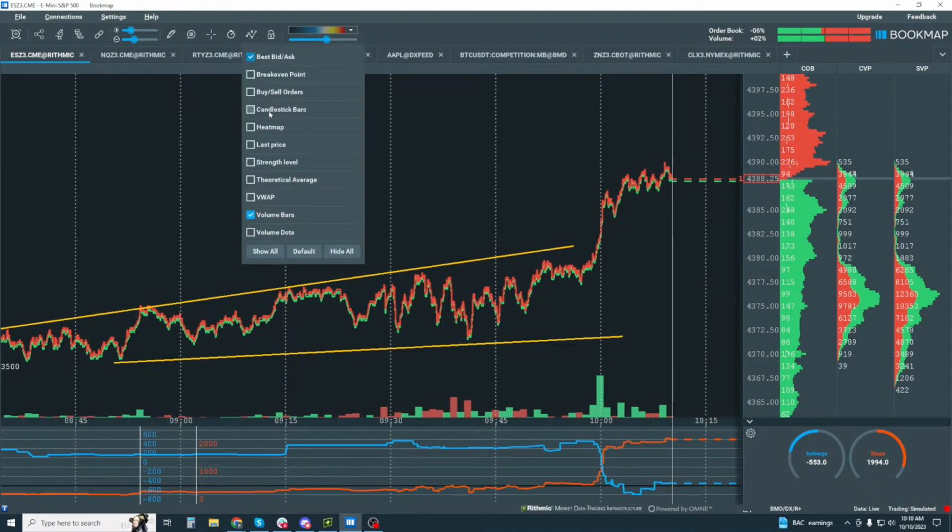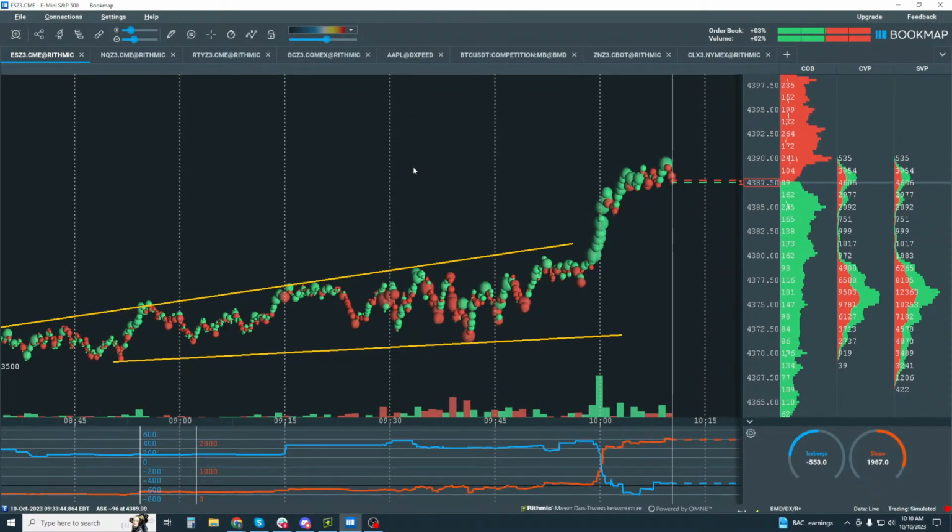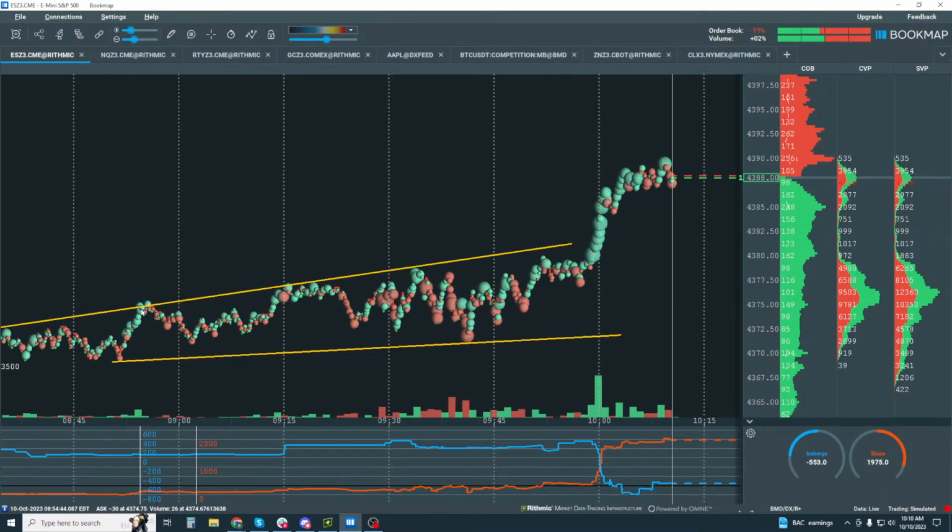All right, so now we're going to add the volume dots on here. So the transactions within there. Okay, so we're getting deeper into this now and understanding pure price action and then the volume within the price levels on that price action. Okay, now we're getting much more insight.